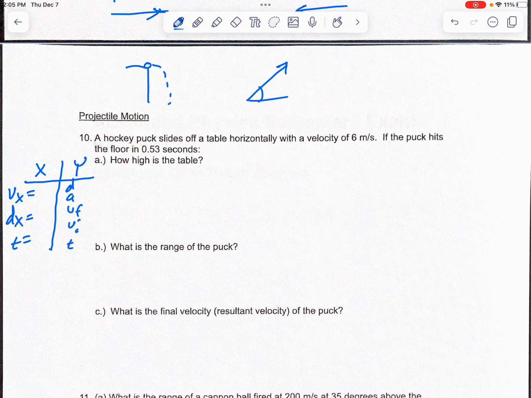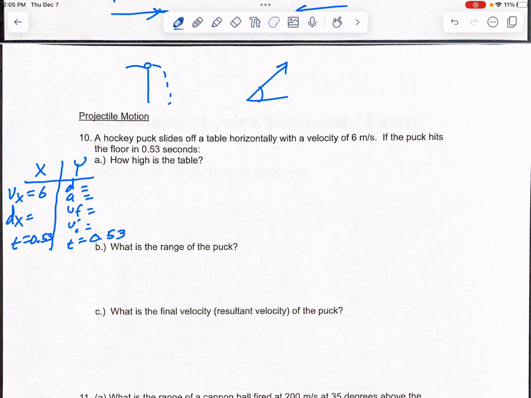So it says that the puck slid off horizontally with a velocity of 6 meters per second. So that's going to be the velocity on my X side. If the puck hits the floor 0.53 seconds later, so I can put that on both sides, 0.53. So remember, time is the only one that can go back and forth. How high is the table?